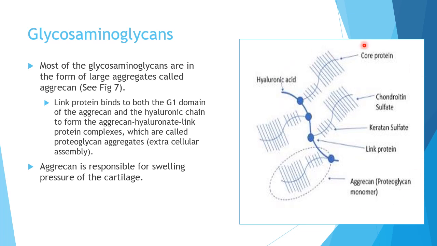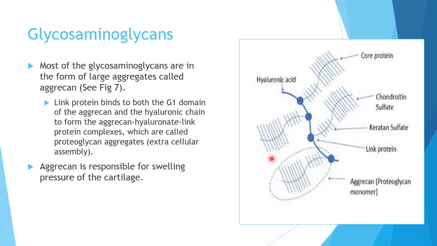So this picture here is from my book. So the glycosaminoglycans are actually linear polysaccharides. So examples like chondroitin sulfate and keratan sulfate, all these are linear polysaccharides, and these are the glycosaminoglycans. The proteoglycan, on the other hand, is a core protein covalently attached to glycosaminoglycan chains. So this will be considered a proteoglycan monomer here. It's a core protein attached to glycosaminoglycan chains like chondroitin sulfate and keratan sulfate.